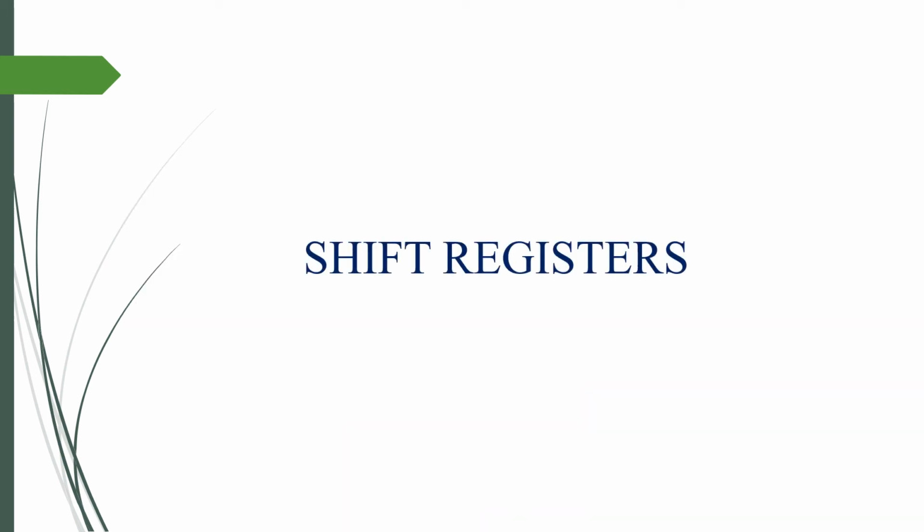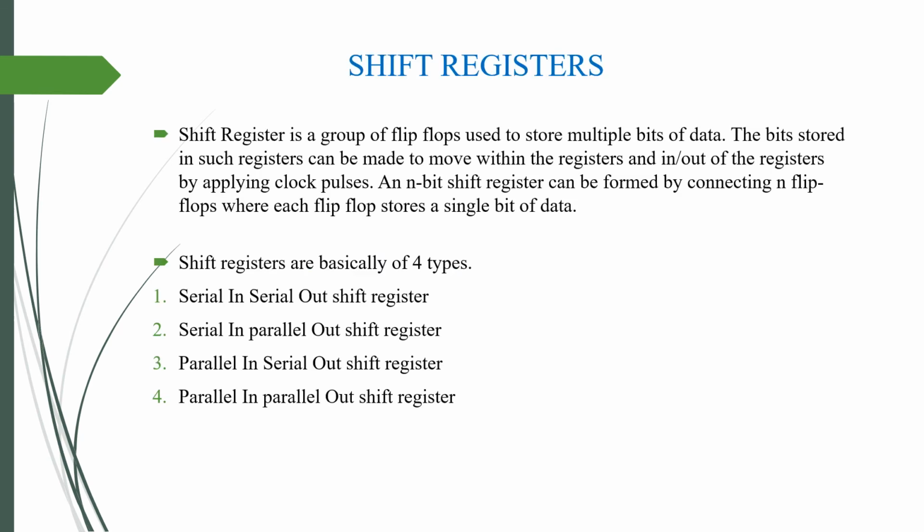Now we will study shift registers. A shift register is a group of flip-flops. It is used to store multiple bits of data. The bits stored in such registers can be made to move within the registers and in and out of the registers by applying clock pulses. An n-bit shift register can be formed by connecting n flip-flops, where each flip-flop stores a single bit of data.